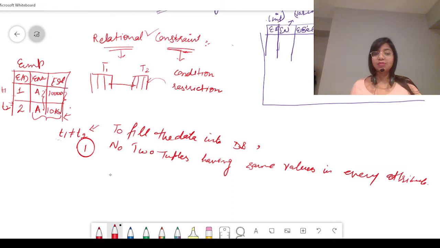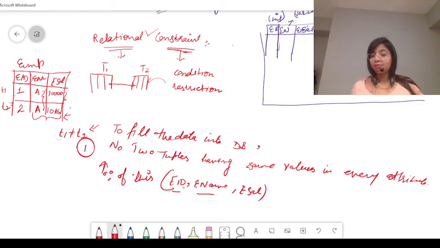Because of this, what happens? If I combine all the attributes, eid, employee name, and employee salary, if I take these three attributes, meaning every attribute of the relation employee, these are unique for every tuple, every row, because every row must be different. So if I take these three values from a table, every tuple must be unique.